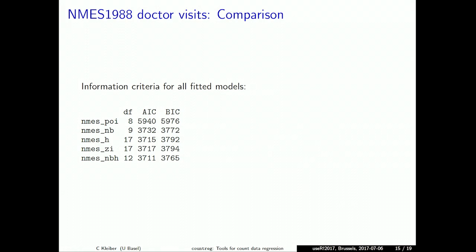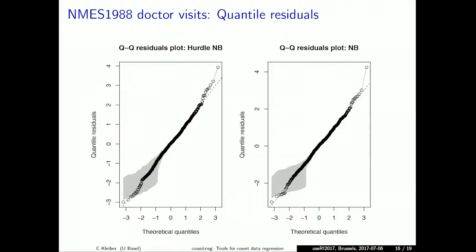Okay, a very brief look at other criteria, numerical criteria, information criteria. And here the outcome would be that the heterogeneous negative binomial is, by a small margin, better than some of the others. The hurdle also does well. If you like the BIC, you would even settle for the classical negative binomial. But that's not the main point here.